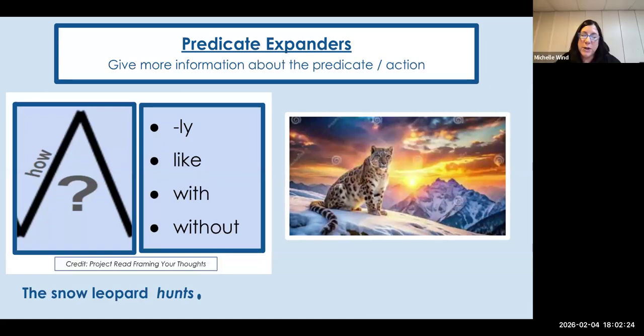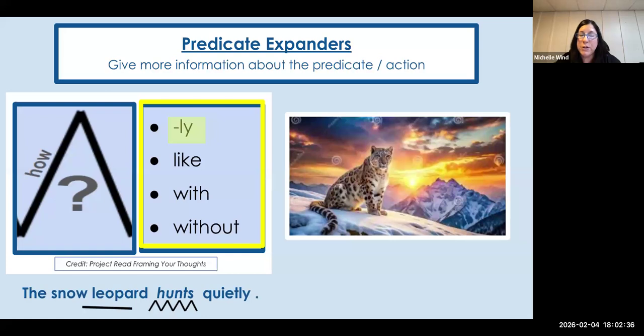Now we're going to look at how. So the how words are ly words, like, with, without. So again, here we have that bare bones sentence, the snow leopard hunts. And if we wanted to use an ly word to expand it, you would say the snow leopard hunts quietly. Kelly, can you expand one using like, with, or without?